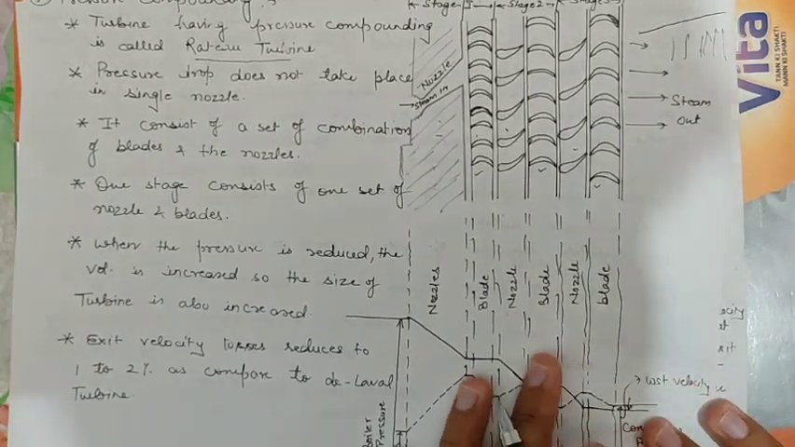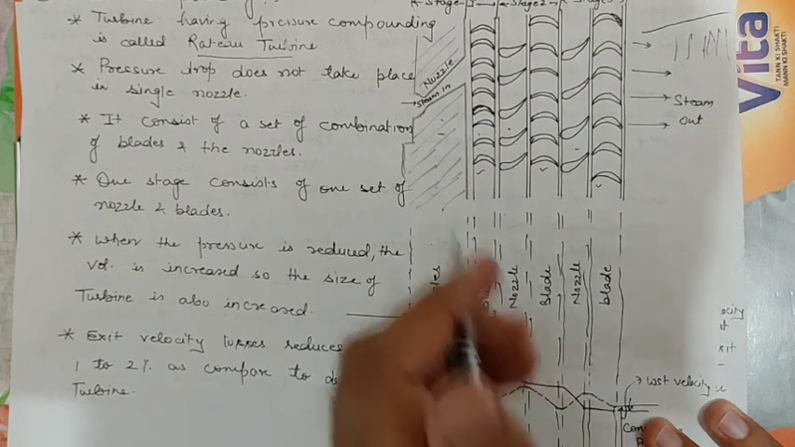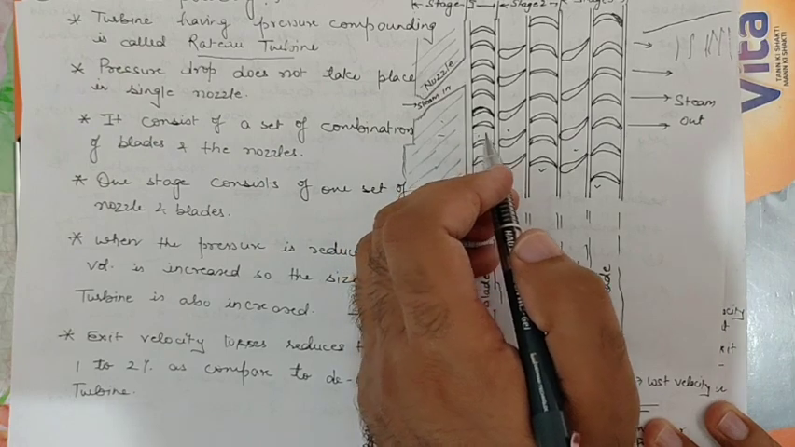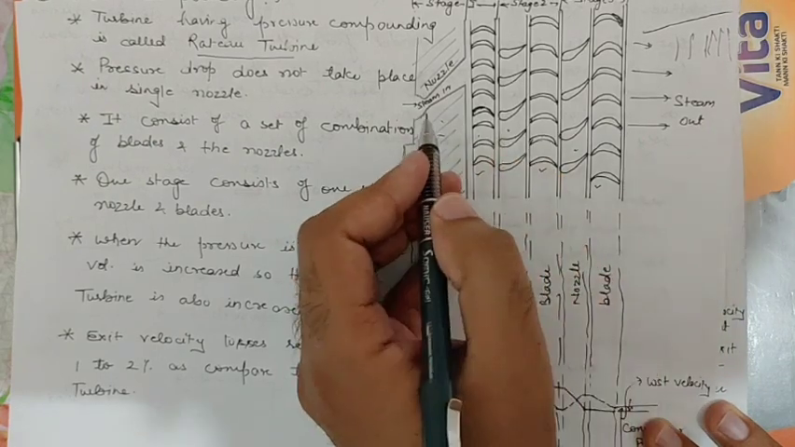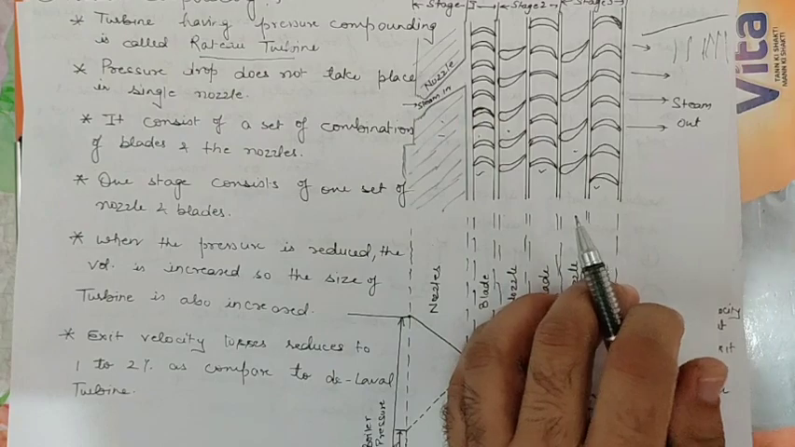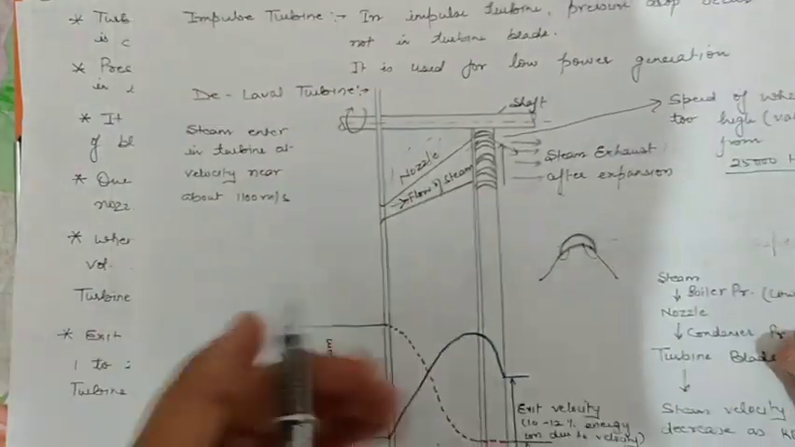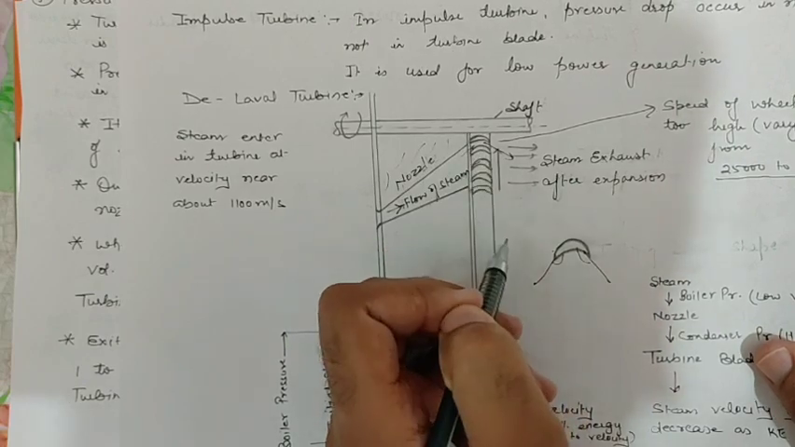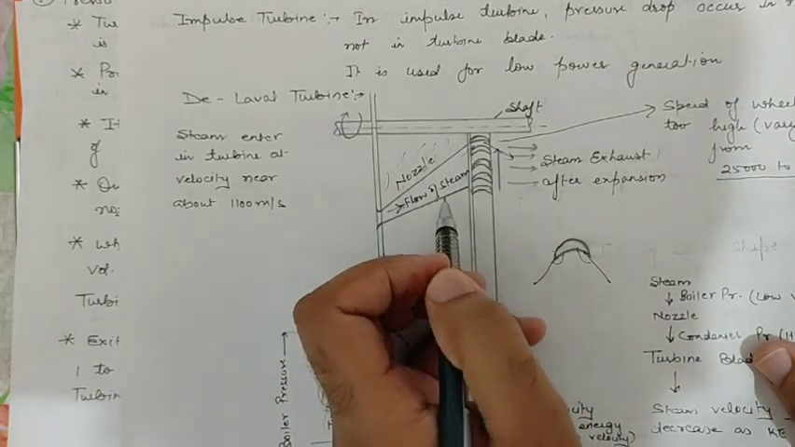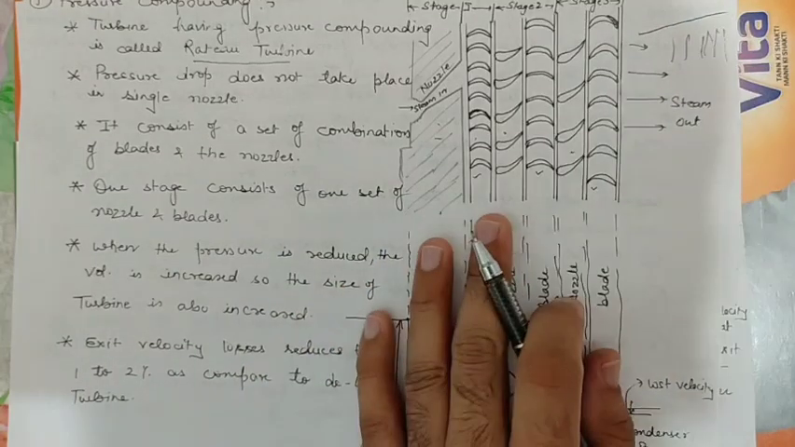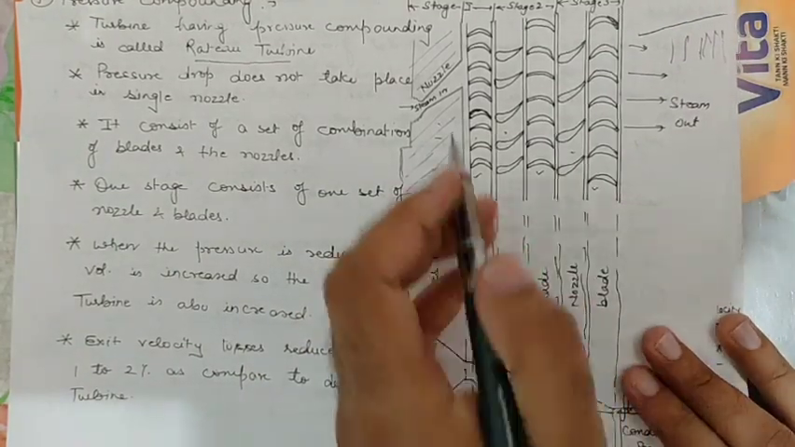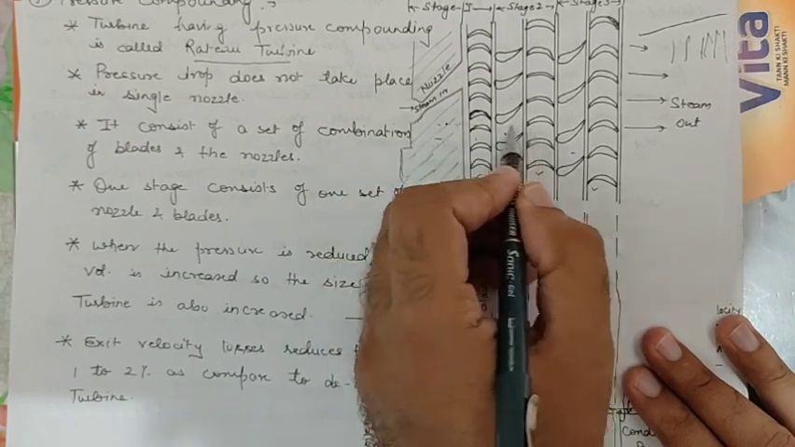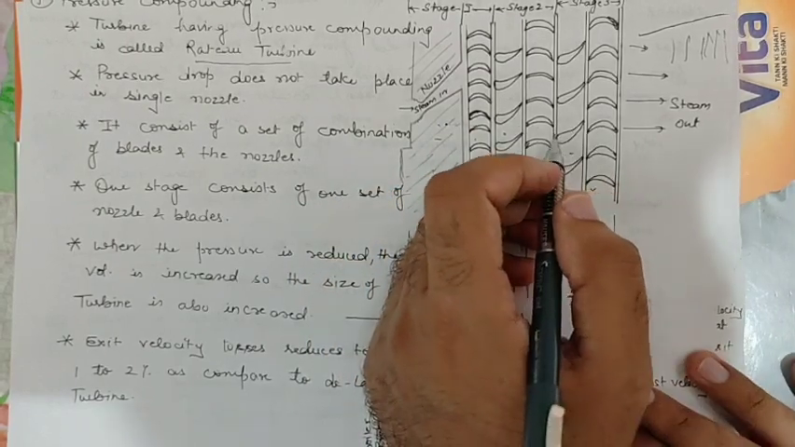So in this compounding, steam is expanded in stages. Steam is expanded in a number of stages instead of one nozzle. In the impulse turbine, what will happen? The steam expansion takes place in only one nozzle and one rotor blade. One rotor and one nozzle. So in this compounding, what is happening? Steam is expanded in stages like this. This is one stage, this is the second stage, and this is the third stage.